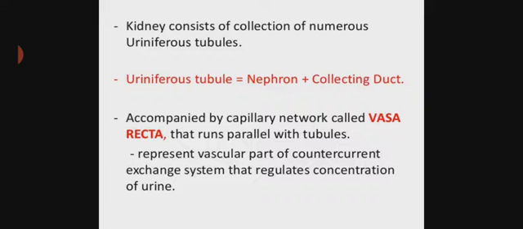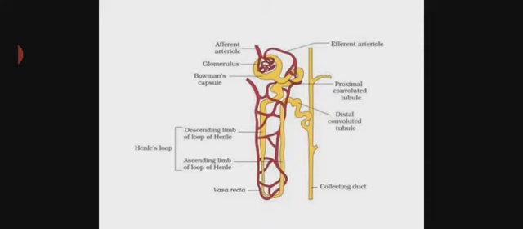So kidney consists of a collection of a number of structural and functional units called uriniferous tubules. So uriniferous tubules consist of nephron plus collecting duct, and it is accompanied by a capillary network called vasa recta that runs parallel with tubules, and it represents the vascular part of the counter current exchange system that regulates the concentration of the urine. So this is the actual structure of the uriniferous tubule, otherwise known as nephron.